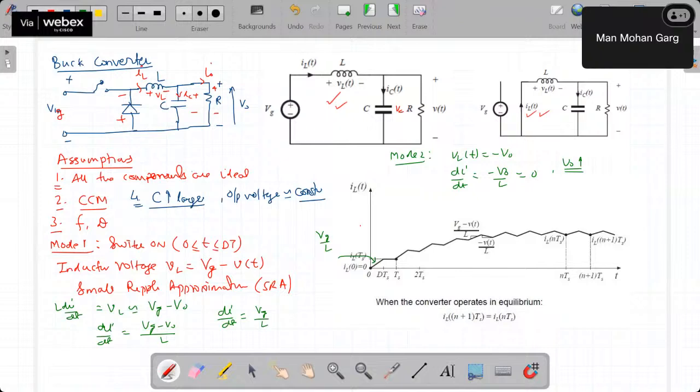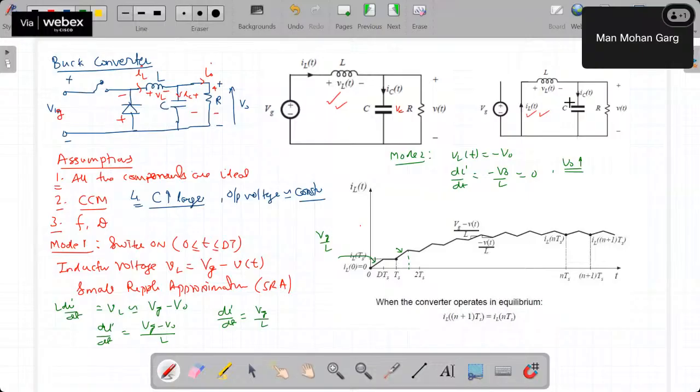But previously what was happening? V naught was 0. But now in the second cycle, this V naught is not 0. It has some value. So this will have a certain slope, but negative. So it is not constant now. This is having some negative slope.